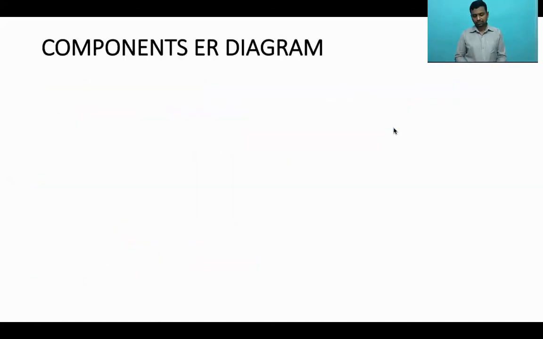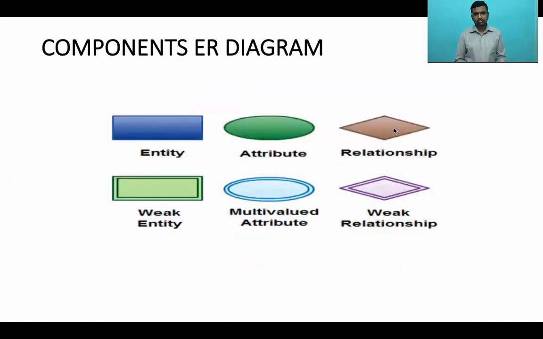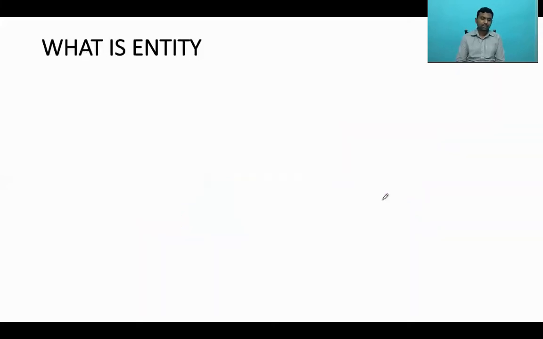The components of an ER diagram. Now, these are the components of an ER diagram. When I say entity, that is represented in the format of a triangle, attribute is represented in the form of an oval, and relationship is represented in the format of a diamond. Here we also have something called a weak entity, multi-valued attribute, and weak relationship, which we'll see in detail. Now, what is an entity?